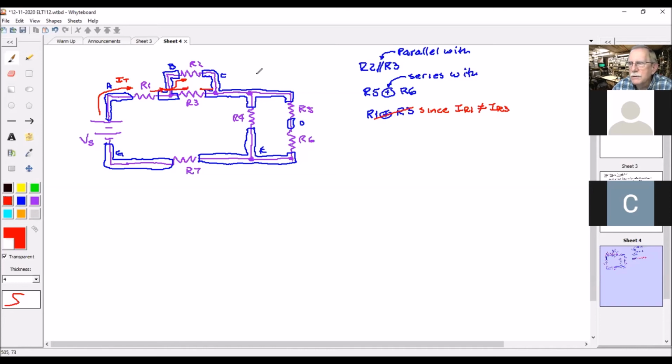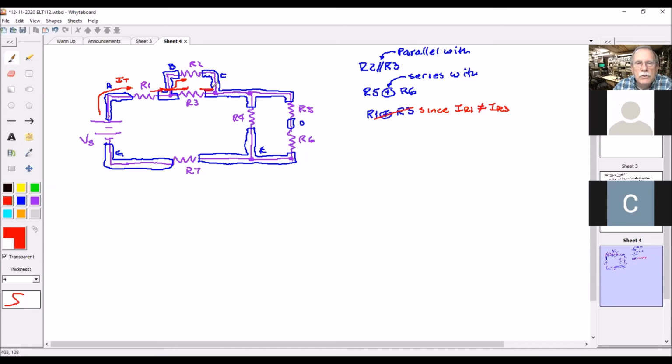And what's the rule for a series circuit? If things are in series, the currents have to be the same. So that means that this is not in series with this. It turns out that we're going to see later on that R1 is in series with the combination of R2 and R3, but it's not in series with R3. It's not in series with R2 because the currents are different. It's not the same current in R2 and R1 or in R3 and R1.